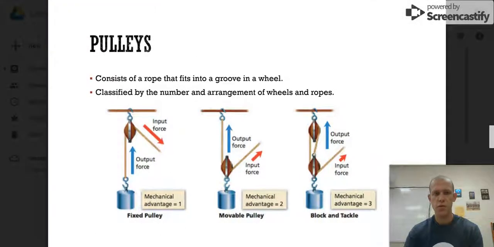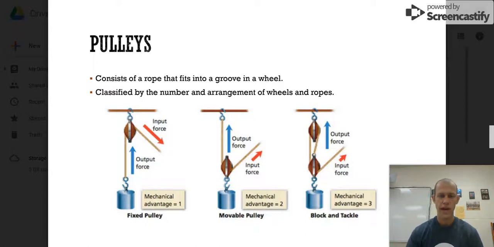All right, next simple machine. Simple machine number 3. First we had levers, then we had wheel and axle. Now we have pulleys. So a pulley consists of a rope that fits into a groove in a wheel. It's classified by the number and arrangement of wheels and ropes.